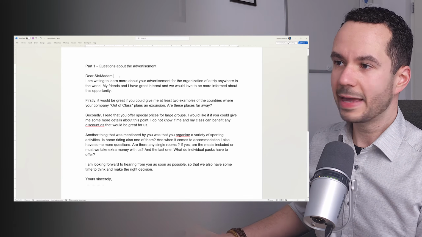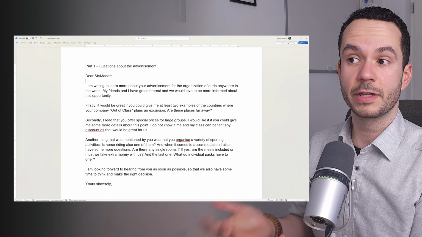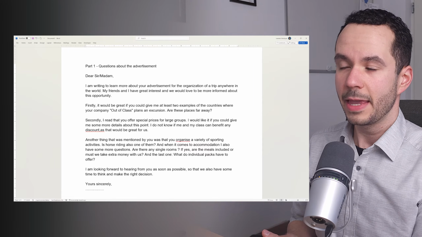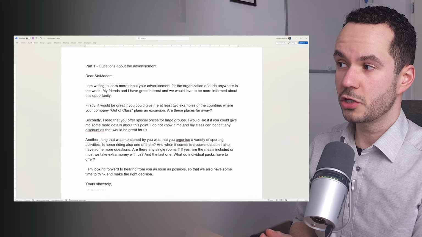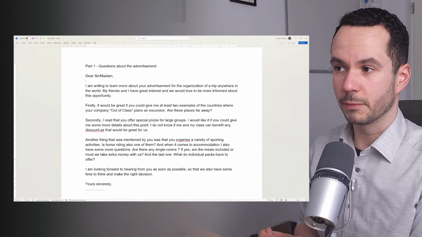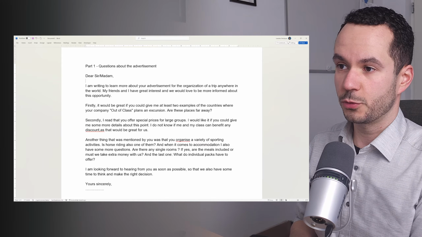And then I want to add an extra white line or space between this area to create a new paragraph. And we get, I am writing to learn more about your advertisement for the organization of a trip anywhere in the world. My friends and I have great interest and we would love to be more informed about this opportunity.